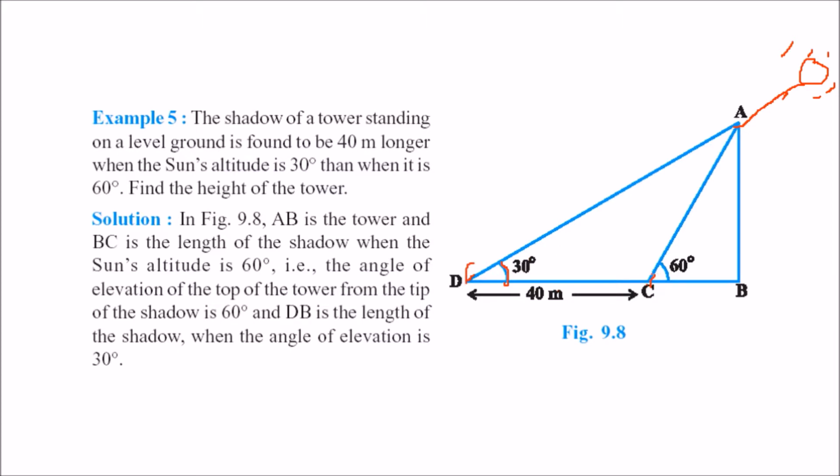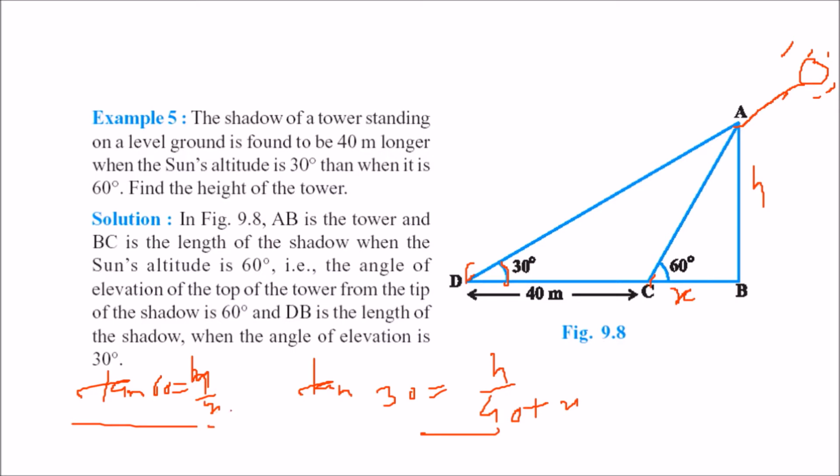Now let us take it as x. Let us take it as h. So the combination will be tan 60 equals h by x, and tan 30 equals h by 40 plus x. Right? h by x and h by 40 plus x. So we have two equations and two variables, we can easily find out.